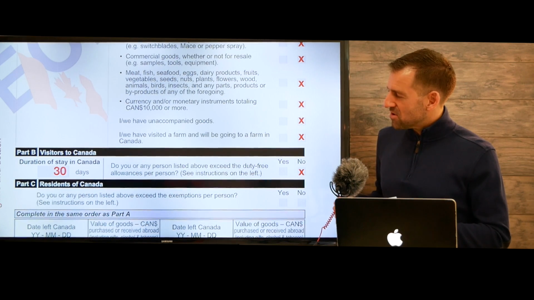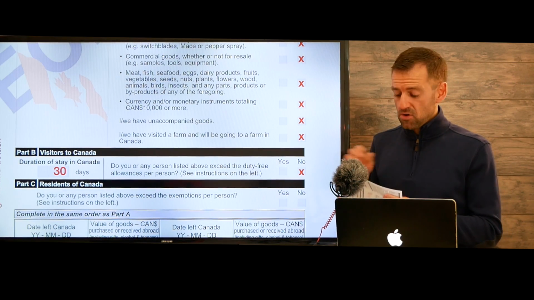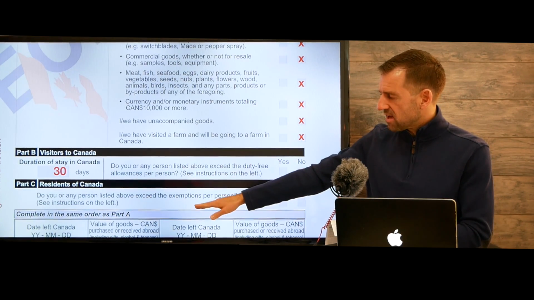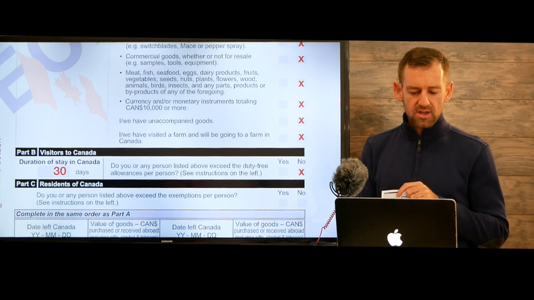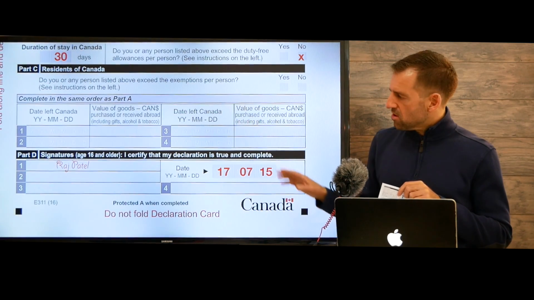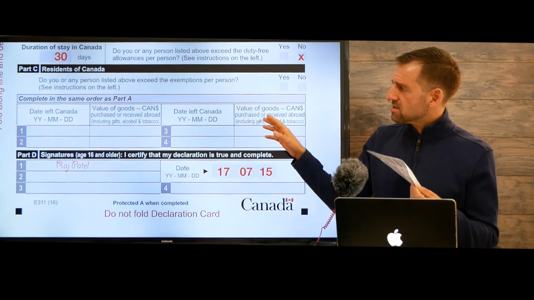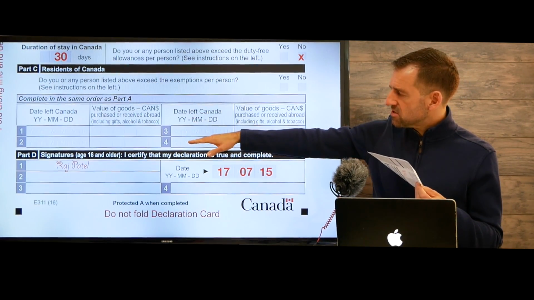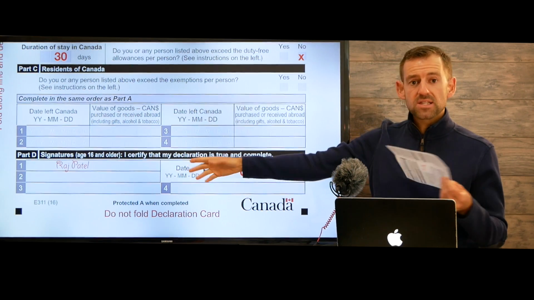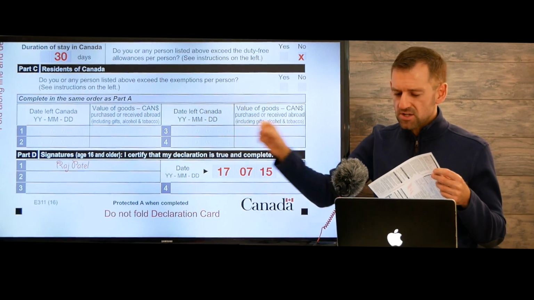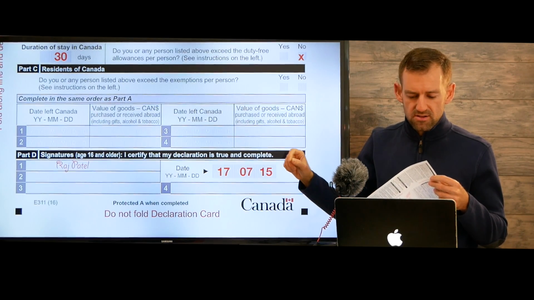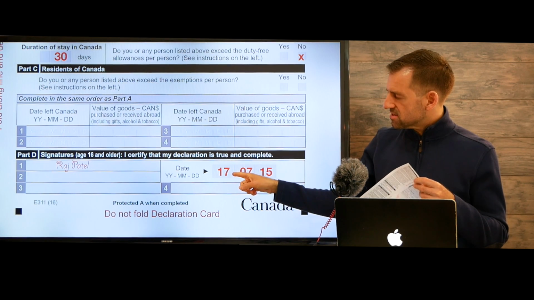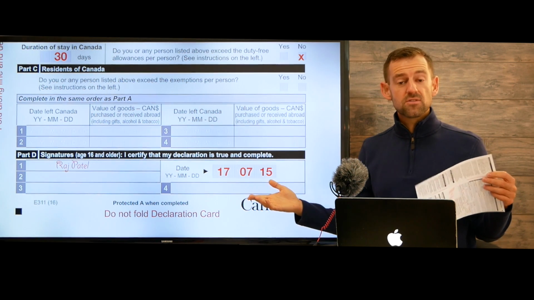Okay, so if I'm coming into Canada, I also have to fill out one of these forms. But I don't do this part, I do this part, the residents of Canada, okay? So let's look at the next section here. If you're coming into Canada as a visitor, you don't need to do any of this. You don't need to do any Part C. All you have to do is the signature. That's it. Okay, look, there's Raj's signature. Raj Patel, date July 15th, 2017. And it's done. It's finished.